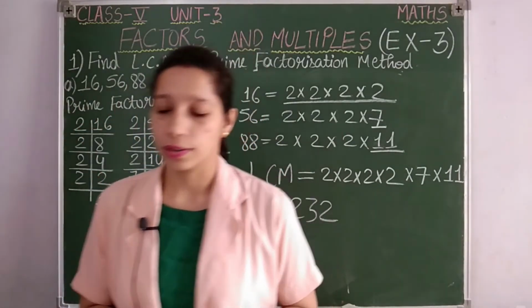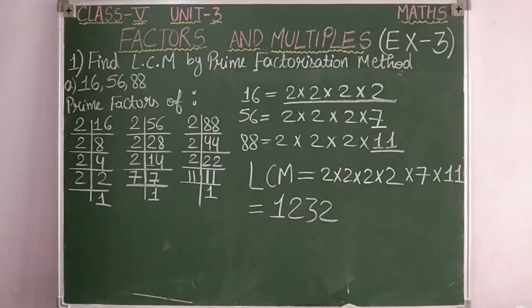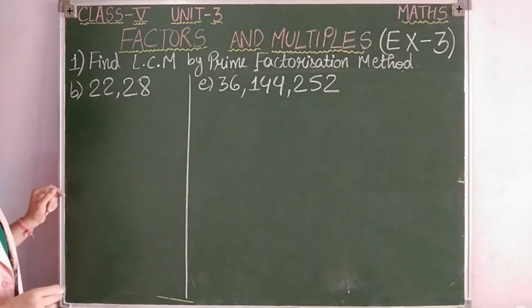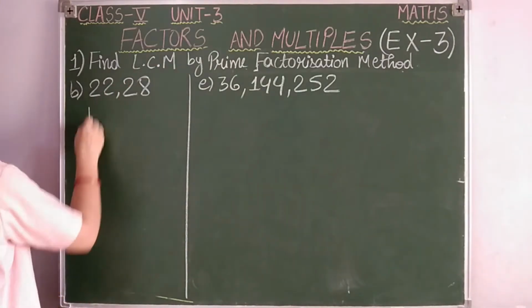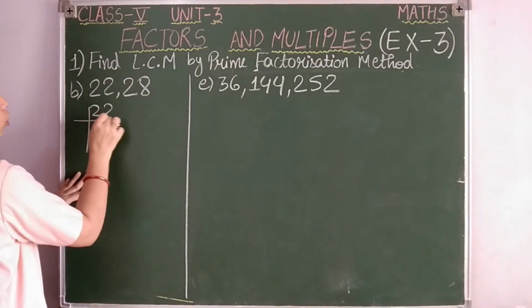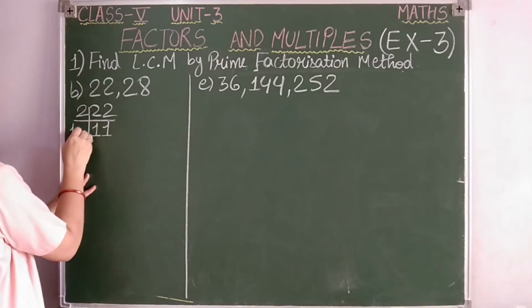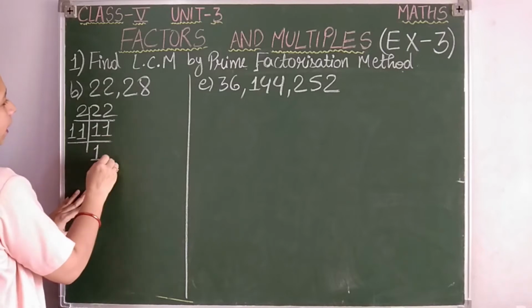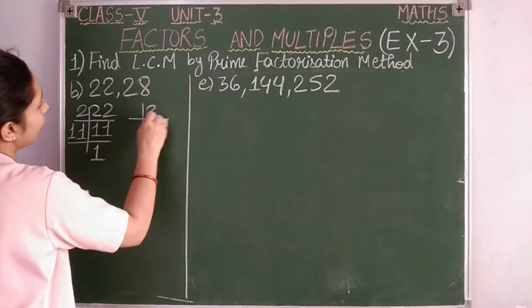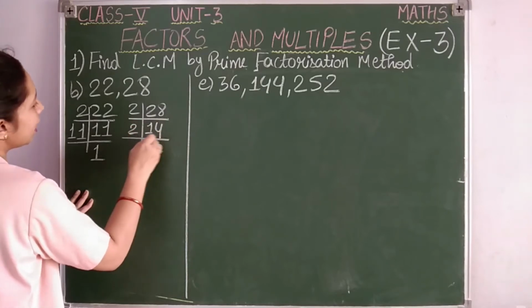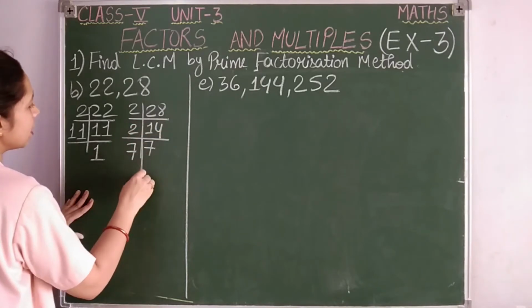Let's see another question. So students, point number B, LCM for 22 and 28 I have to find out using the prime factorization method. Let us quickly solve 22. So 2 11s are 22, 11 ones are 11. Okay. Then for 28 we are going to find the prime factors. 2 ones are 2, 2 fours are 8, 2 sevens are 14, then 7 ones are 7.